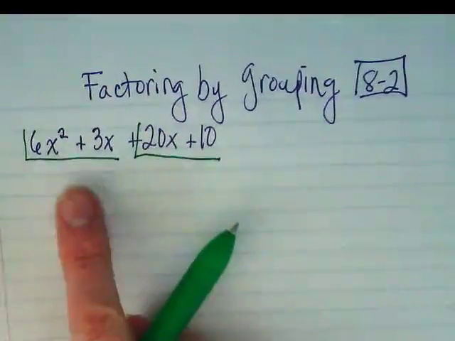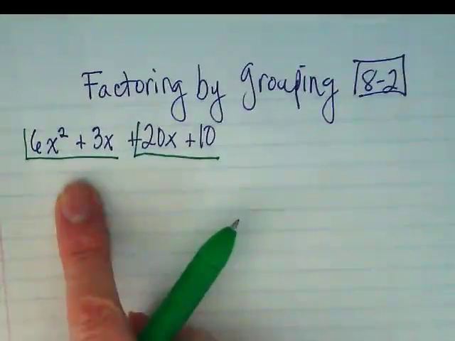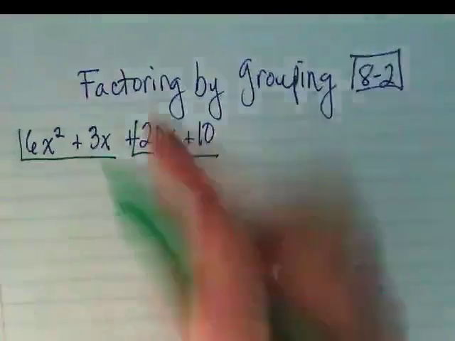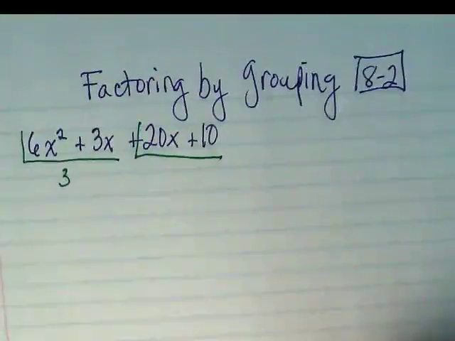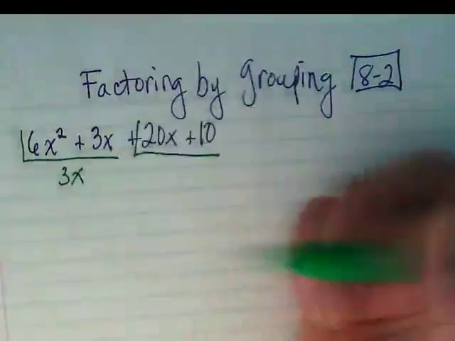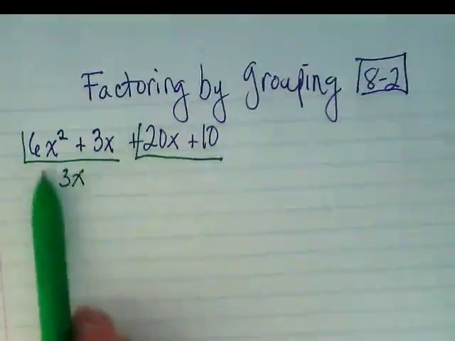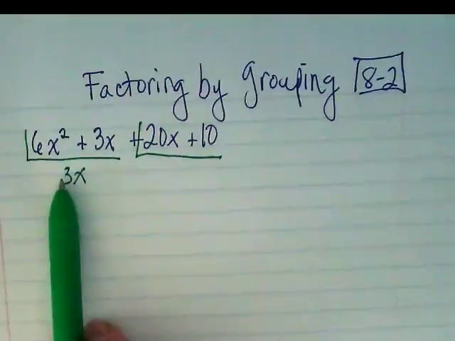What do these two terms have in common? They can both be divided by 3. And what about the x's? What's the maximum number of x's I could divide out? Just 1. Over here I can take 6 divided by 3 gives us 2.